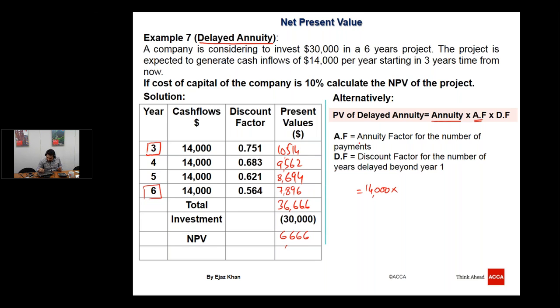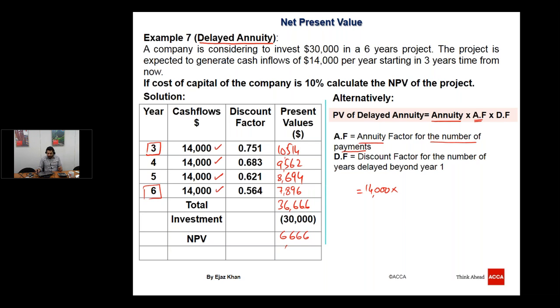The annuity factor for the number of payments rather than the project life. The project life is those 6 years, but we're not going to take annuity factor for the project life. We are going to take the annuity factor for the number of payments. So we need to calculate the total number of payments. 1, 2, 3, and 4. So the total number of payments is 4.